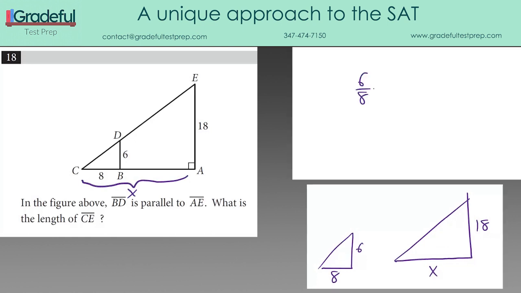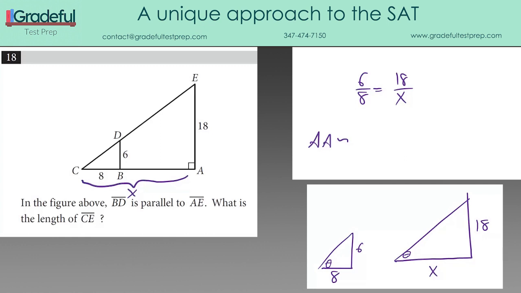6 over 8 equals 18 over x. Now, by the way, why were these two triangles similar? Well, similar triangles can be similar by something called angle-angle similarity. Angle-angle similarity is the idea that they share two angles. So both of these have angle C in them, so they share that theta there.